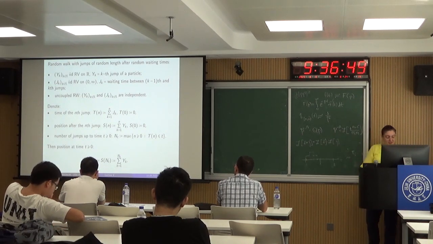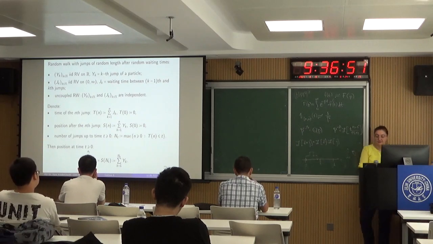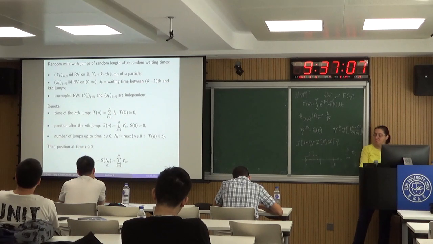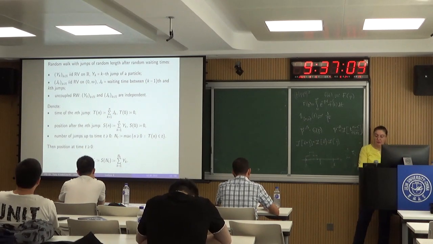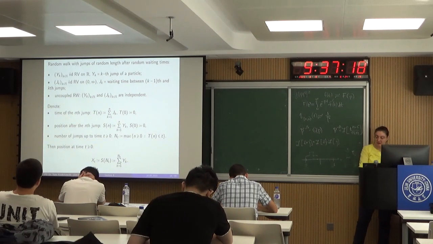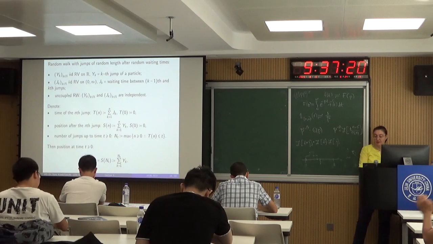Now, what is the position of the particle at time t? It is just the amount of jumps occurred up to time t. And how many jumps occurred up to time t is given by this random variable. So we have this composition. So position at time t is given as S of N_t. That is the sum of jumps. But how many jumps we have to take? It is a random number, which depends on waiting time.